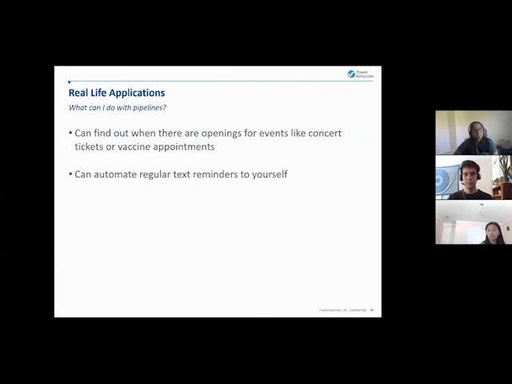Another example of a real life application is that you can automate text reminders to yourself, because again, we can schedule pipelines to run on a regular basis. And so if there's anything you need to do, like remind yourself to take your vitamins, then you can do that with pipelines as well.